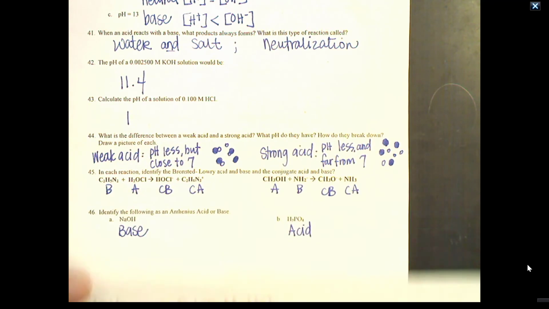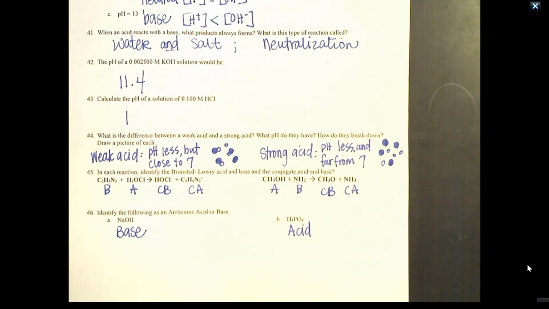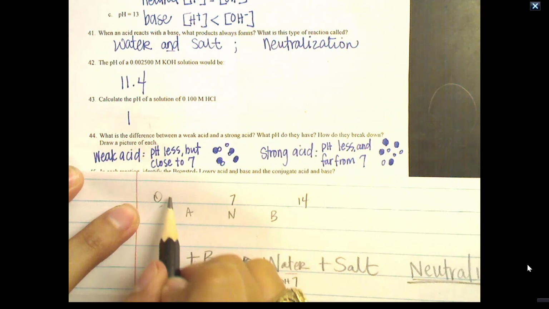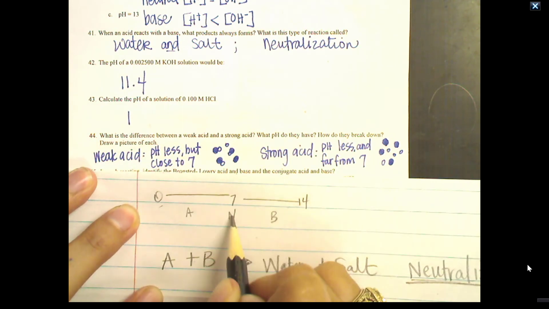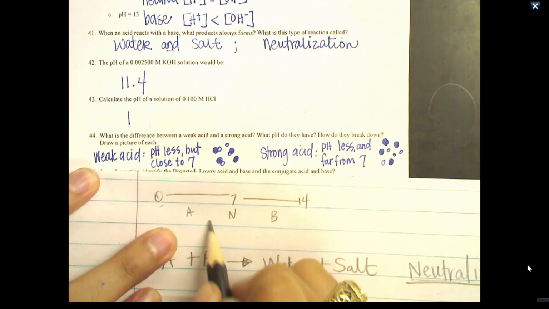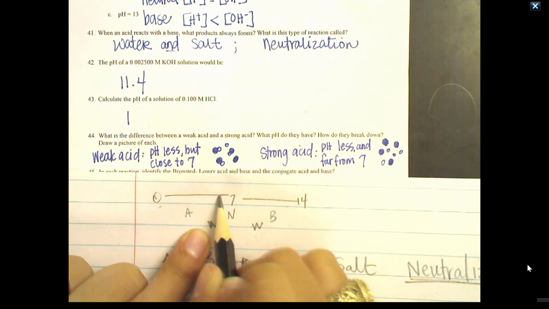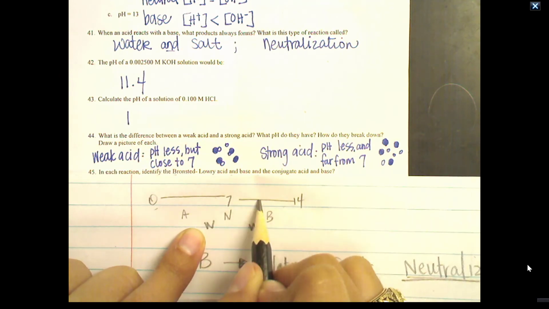Number 44 says, what is the difference between a weak acid and a strong acid? What pH do they have, and how do they break down? Let's go back to our acid-base scale for a second. Less than 7 was an acid, more than 7 was a base. Neutral is right in the middle. So a weak acid and a weak base are going to be closer to 7. A weak acid would be like 5 or 6. A weak base would be like 8 or 9.